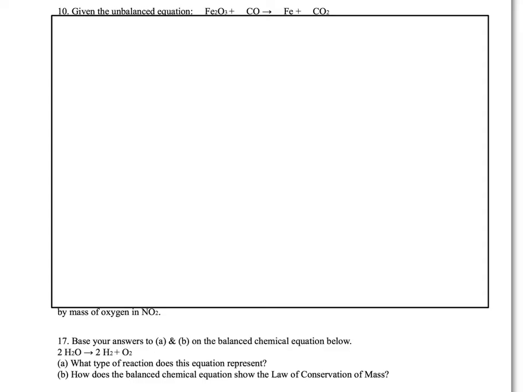Question number 10, we are asked to balance this chemical formula. So first we count what types of elements are in this chemical equation. Notice we have iron, oxygen, carbon, and please note that we actually have oxygen again. So we have oxygen in two places on the reactant side.